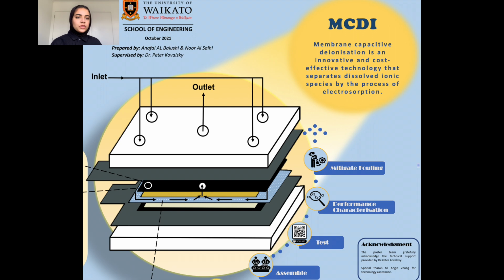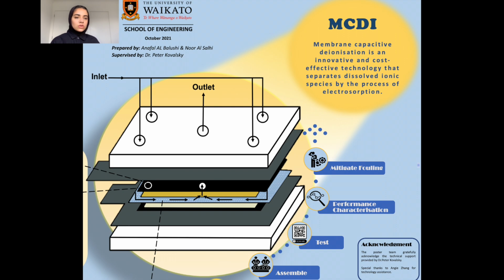Now let me introduce you to membrane capacitive deionization, which is an innovative and cost-effective technology that separates dissolved ionic species by an electroadsorption process. As shown in the poster, the MCDI cell consists of two acrylic plates, graphite sheets, a gasket sheet, activated carbon electrodes with either an anion or cation exchange membrane attached to it, and a nylon cloth spacer channel. The methodology undertaken to perform this study is clearly illustrated in the poster.